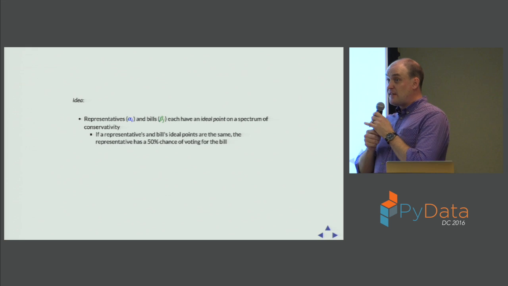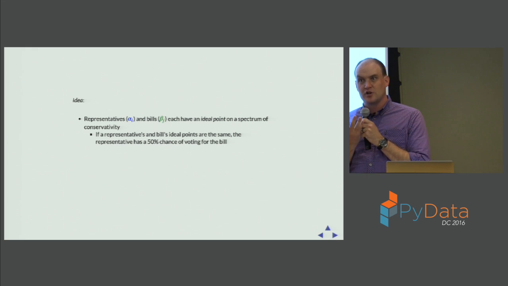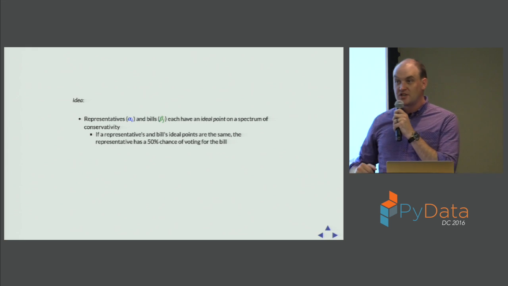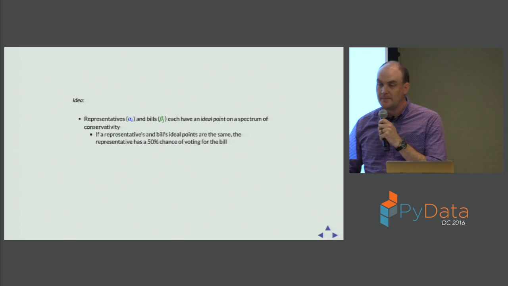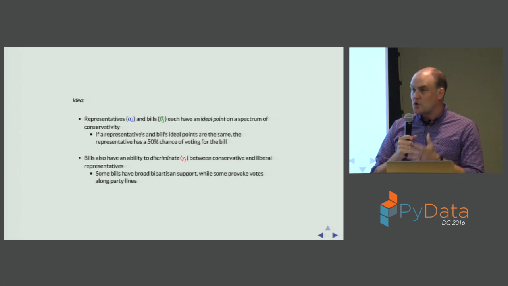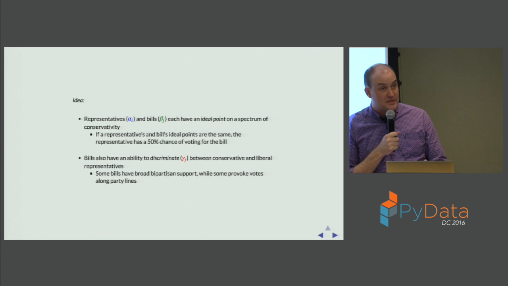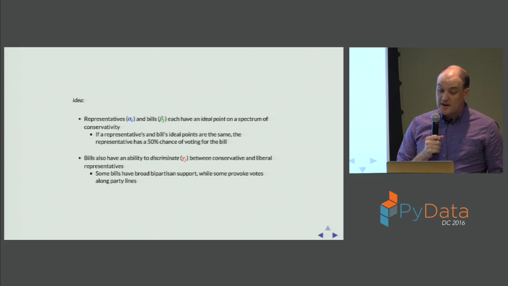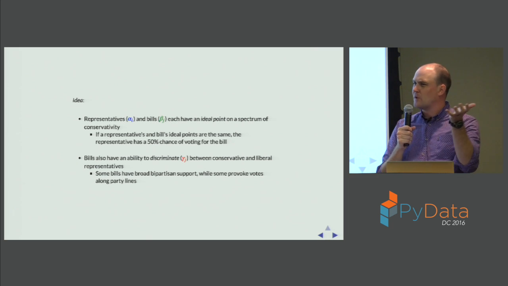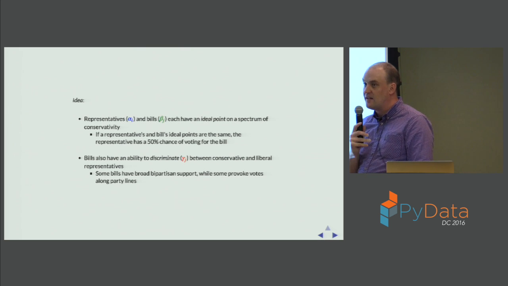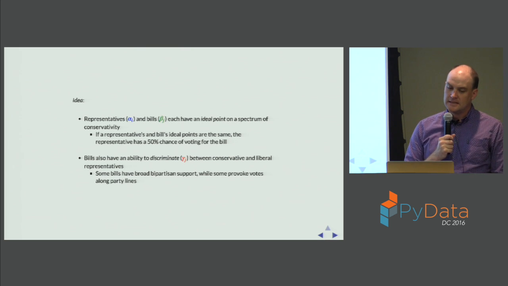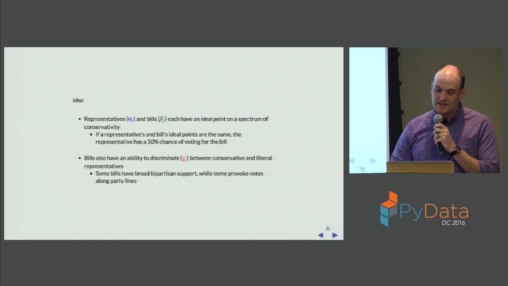So if a representative and the bill have the same ideal point in terms of conservatism, there's a 50% chance that representative is going to vote for that bill. Bills also have an ability to discriminate between representatives, because some bills have broad bipartisan support. They're not very good at telling ideology, and some are voted along party lines. This is really all we need to know to put this model together.